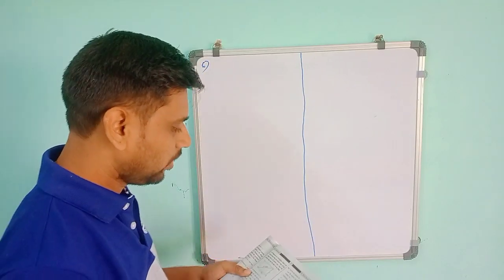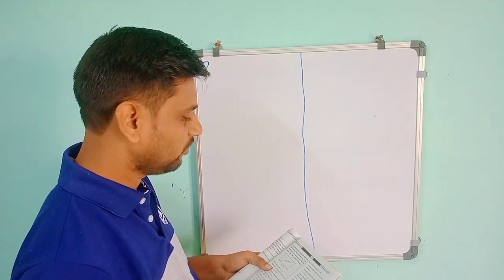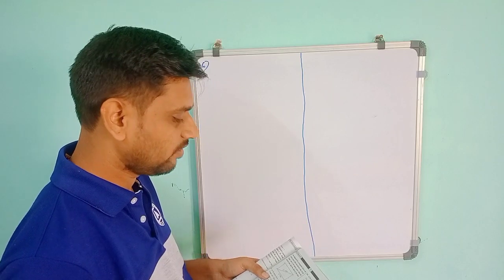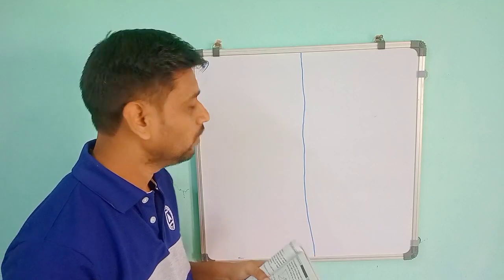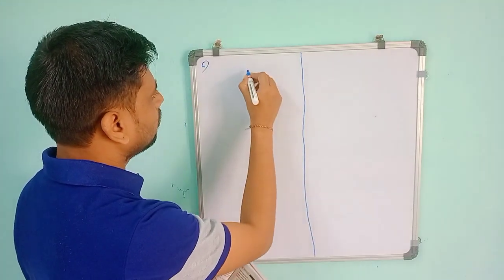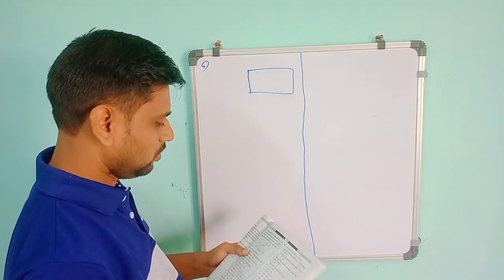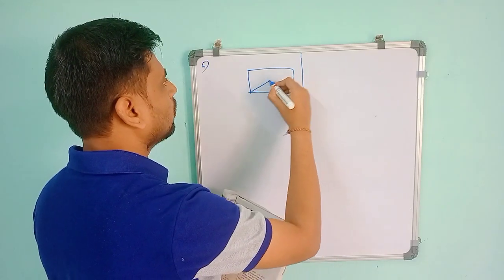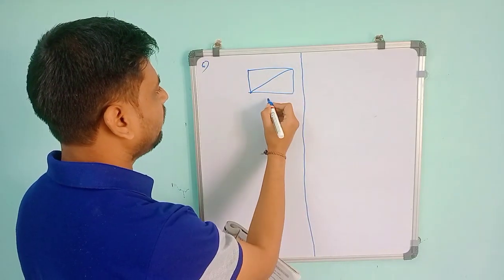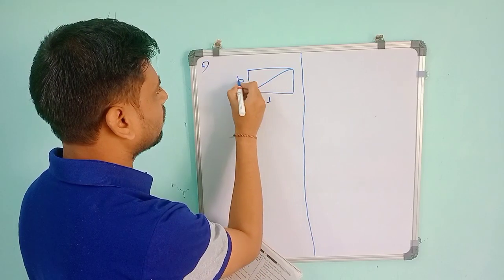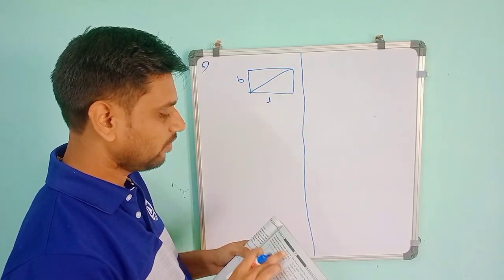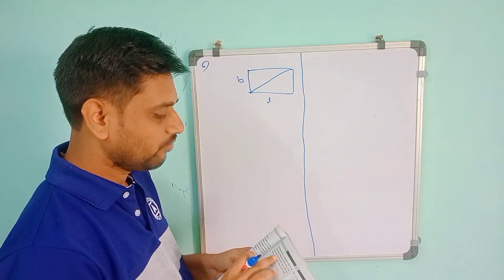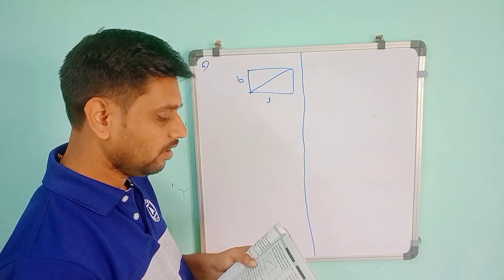The diagonal of a rectangular field is 60 meters more than the shorter side. If the longer side is 30 meters more than the shorter side, find the sides of the field. So, the rectangle: this is the diagonal, this is length, and this is breadth. What they have given: the diagonal of a rectangular field is 60 meters more than the shorter side, and the longer side is 30 meters more than the shorter side.